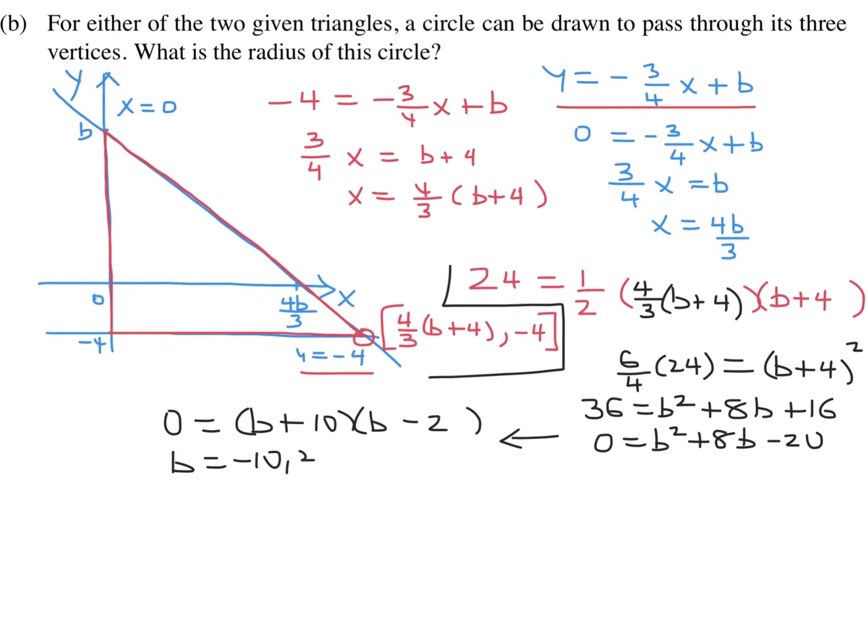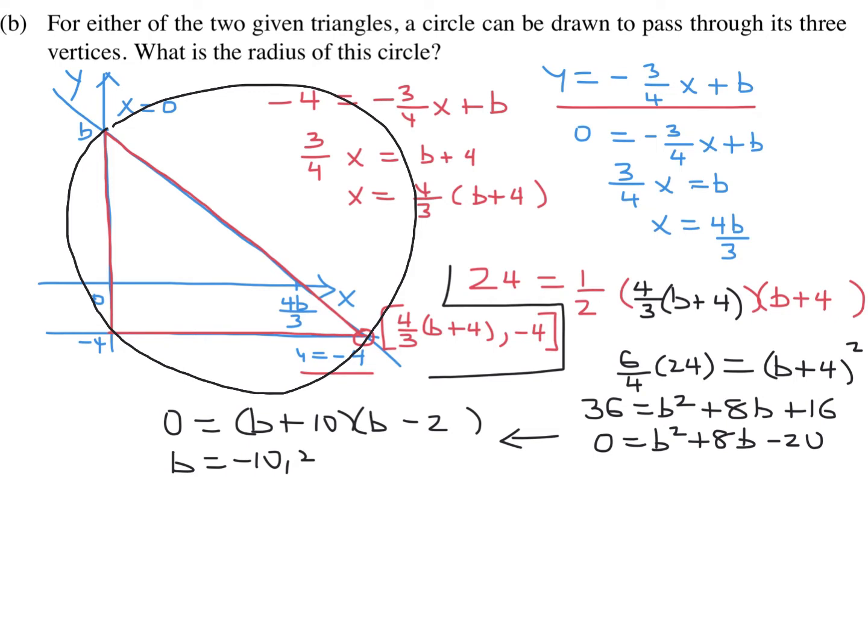Okay, now let's go to part B. They're going to draw this circle, and that circle is going to be like that, where the vertices of the triangle are on that circle. So right here, and right here, those are the vertices, correct? And then they want you to figure out the radius of that circle. Well, how do you do that?